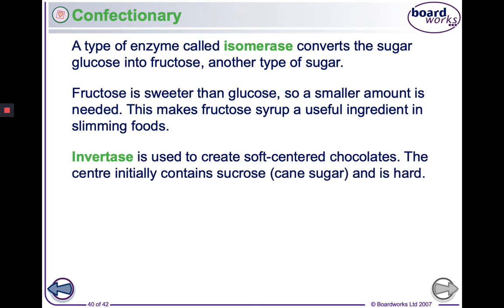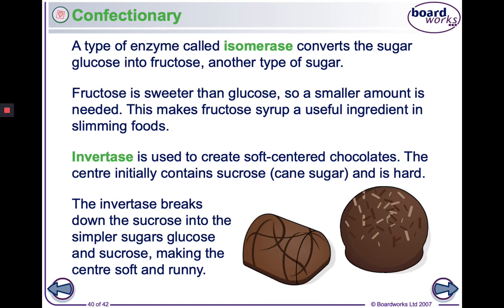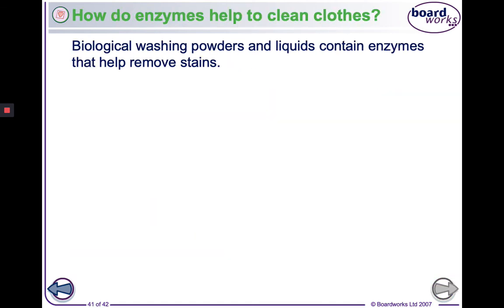Invertase is used to create soft center chocolate. The center initially contains sucrose and is hard. So chocolate, of course, is also made by the use of enzymes.